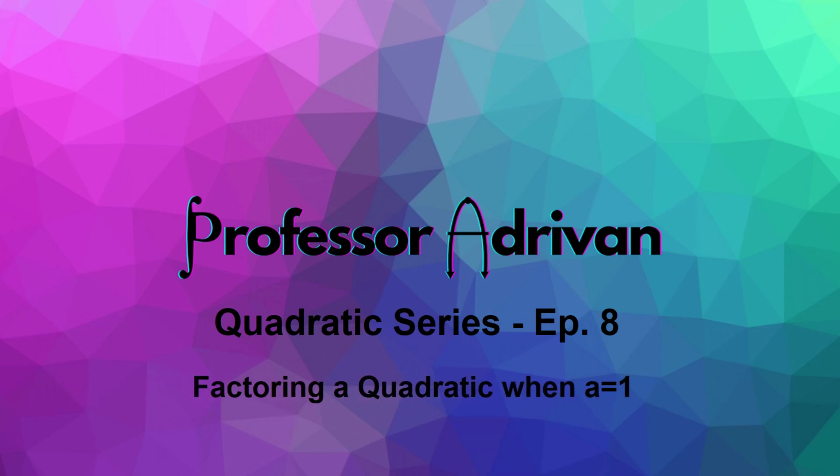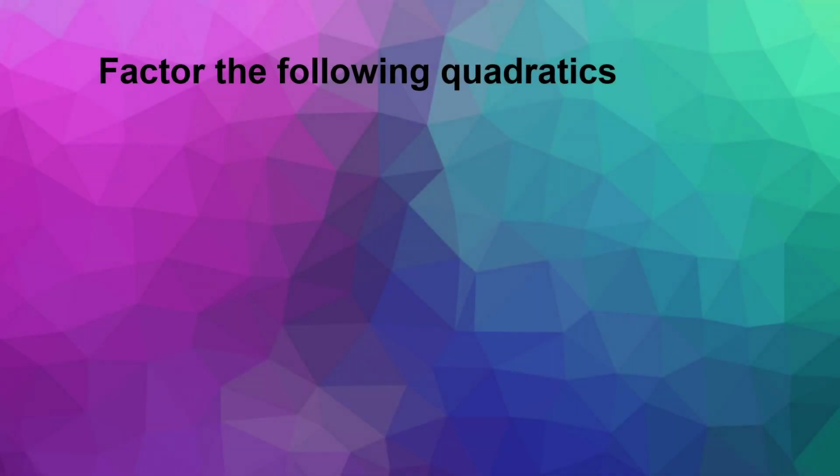In this episode, we're going to be talking about how to factor a quadratic when a is equal to 1. A is the number in front of the x squared, meaning that there's no coefficient in front of the x squared for this episode. Next episode, we'll look at when there is a number in front of the x squared.